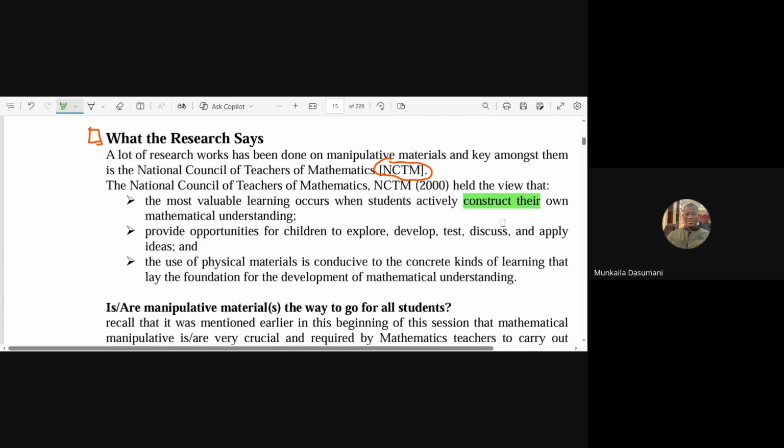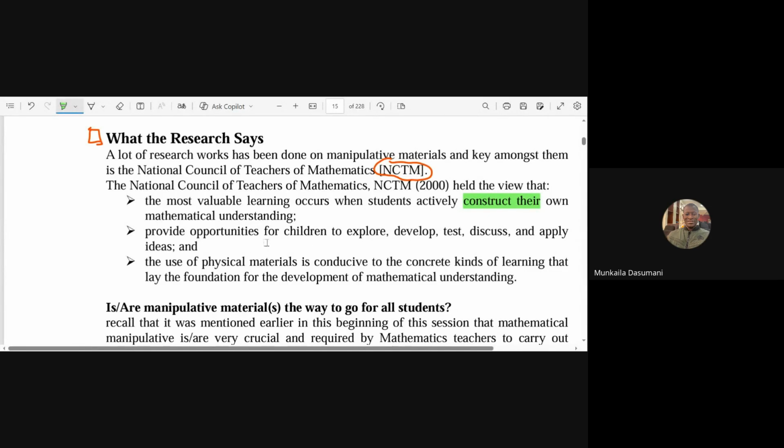Okay, so the first one, you see that it helps students to construct their own mathematical understanding. And that is what we want our students to do. They should construct, let them learn by discovery. Let them discover their own understanding of what you, the teacher, are teaching. And then also give them the opportunity to explore, test, and apply ideas they have learned.